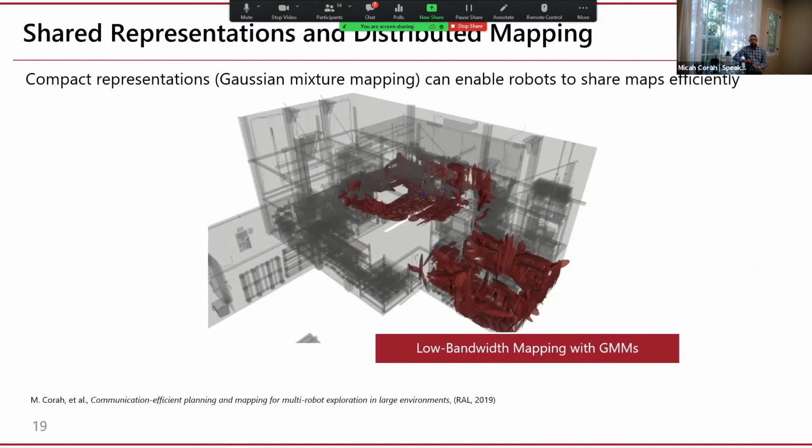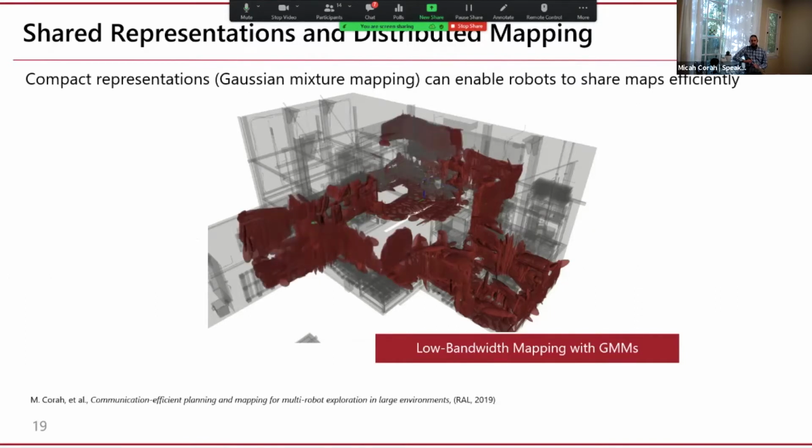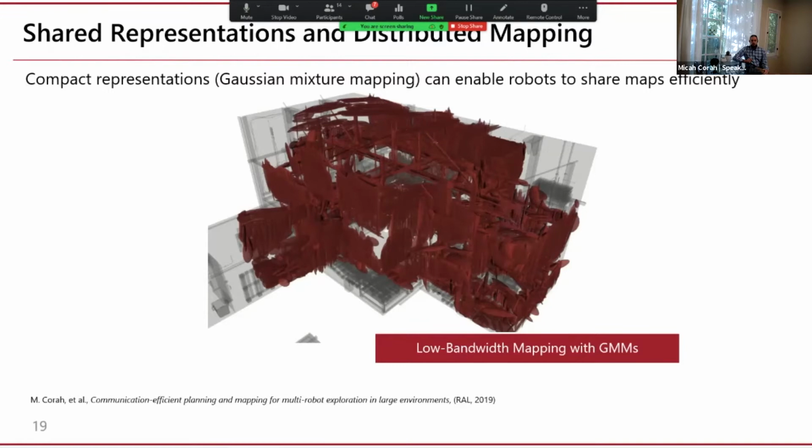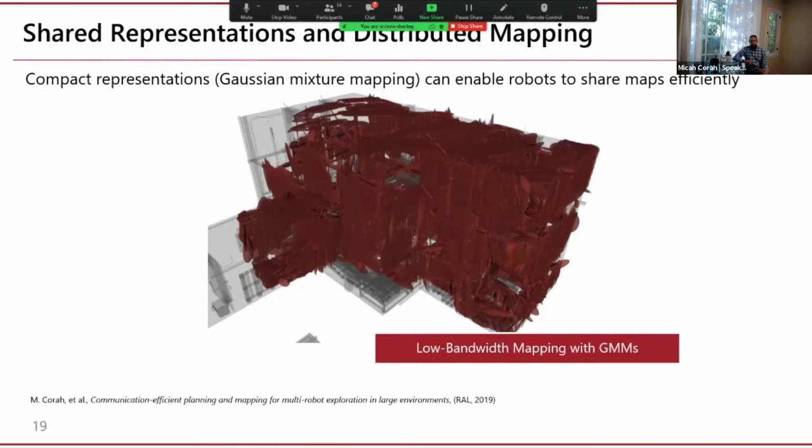However, before we discuss distributed perception planning, I would like to briefly introduce the problem of distributed perception. In order to cooperate effectively, robots may require locally or globally consistent environment models or other sorts of shared information. Maintaining such models may invoke expensive communication costs, and one way to reduce these costs is to use compact representations of the robot's observations, such as in the Gaussian mixture mapping approach shown here.